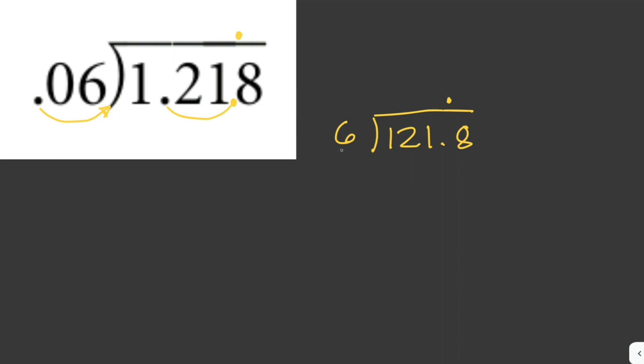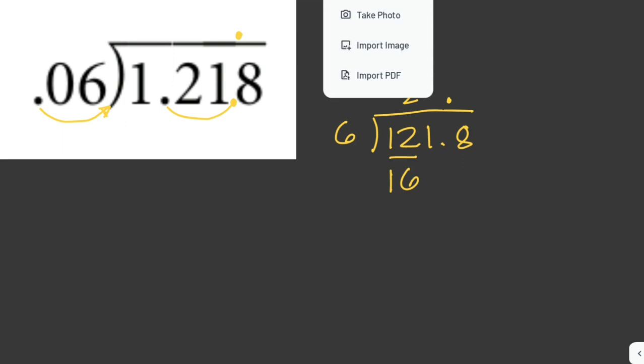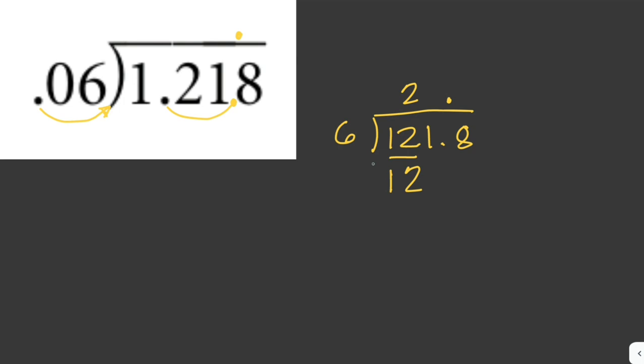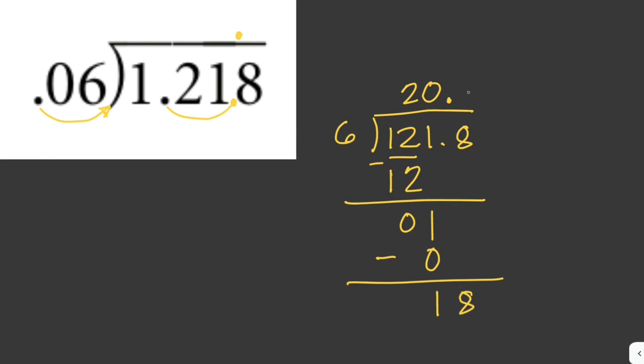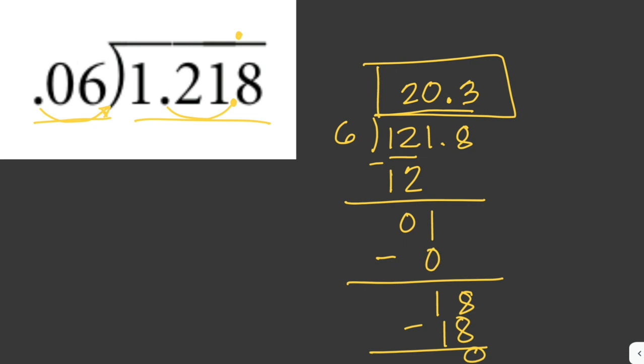So we can divide the first digit 1 by 6. Cannot be, so that's 0. And we can divide 12. 12 divided by 6 is 2. So we write 2 here on top of 12. 2 times 6 is just equal to 12. And subtract. This is 0. And then bring down 1. 1 divided by 6 cannot be, so that is 0. So 0 times 6 is 0. 1 minus 0 is 1. And then we bring down 8 here. 18 divided by 6, so this is 3. So 3 times 6 is 18. And this is equal to 0. So we don't have a remainder. Therefore, 1.218 divided by 0.06 is just equal to 20.3.